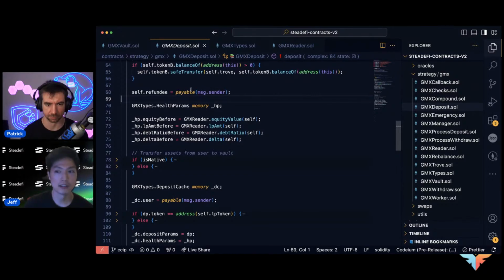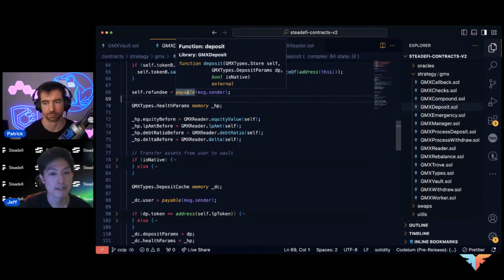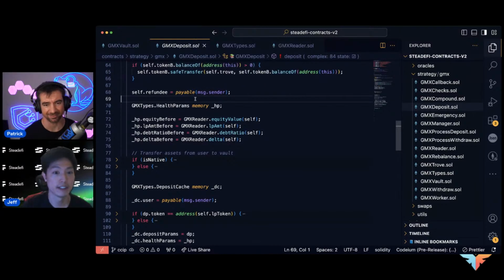Now, we don't want to be holding and keeping users' leftover native gas tokens for no good reason. What we want to do is actually refund the user who sent those tokens for gas in the first place. Therefore, we have this thing called a refundee. And it's a payable function because we're dealing with native gas here, so it has to be a payable type.